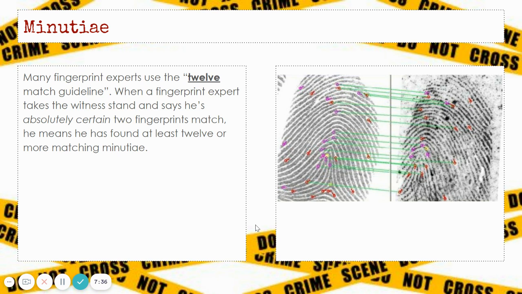Many fingerprint experts are going to use the 12 match guideline. When a fingerprint expert takes the witness stand and says he's absolutely certain 2 fingerprints match, he means he's found at least 12 or more matching minutia. So like we said, the FBI says there's no way that 2 people can have more than 8 matching minutia. An expert is going to use that 12 match guideline. So if they find 12 minutia that are the same between 2 prints, we're going to say that those prints have to come from the same person. There's no way 2 people can have that many minutia in common in their fingerprints.